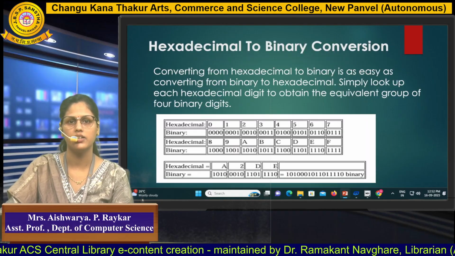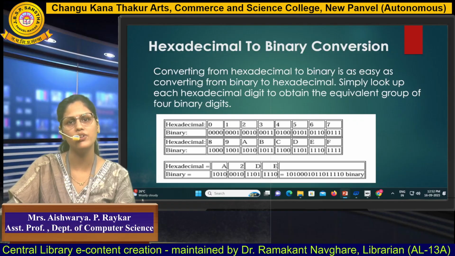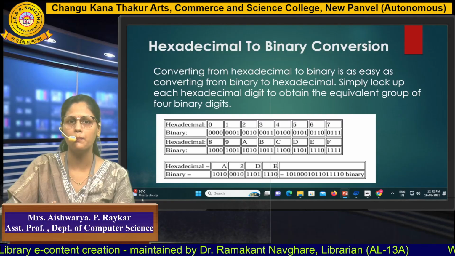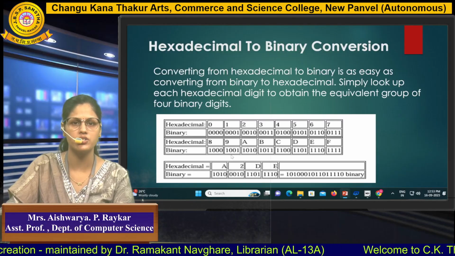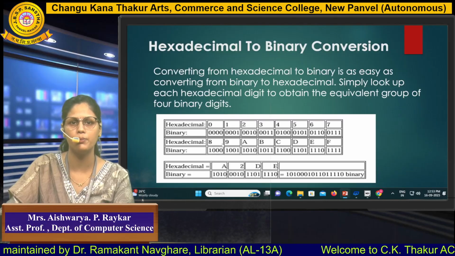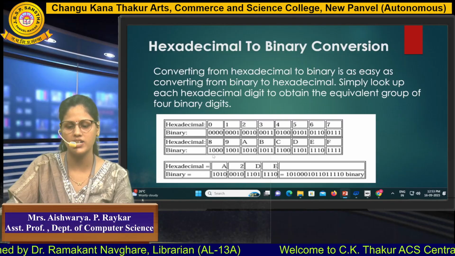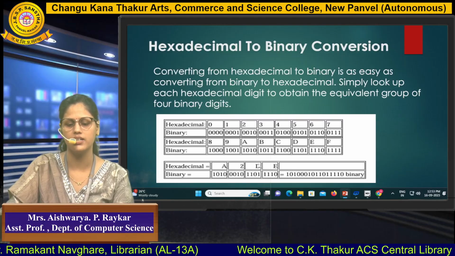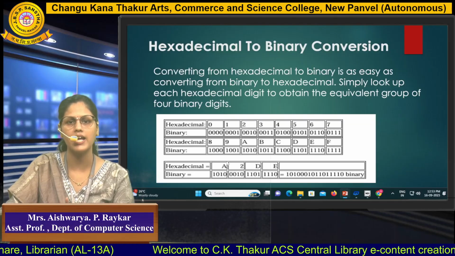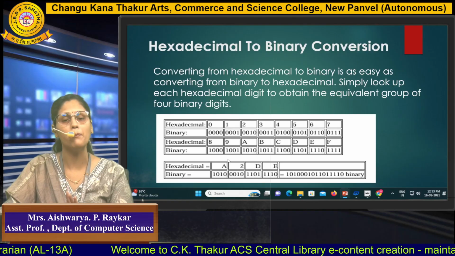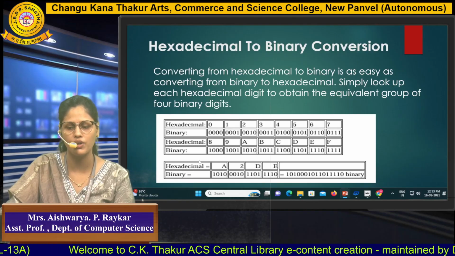Hexadecimal to binary. Now I am given a hexadecimal number. How will I convert it into binary? Simple logic is that just simply find out the 4-digit representation of every individual digit of your hexadecimal number. So what is the given number? A to DE. If this is the number, then A. In hexadecimal, A means 10. So simply find out the 4-digit representation of 1010.